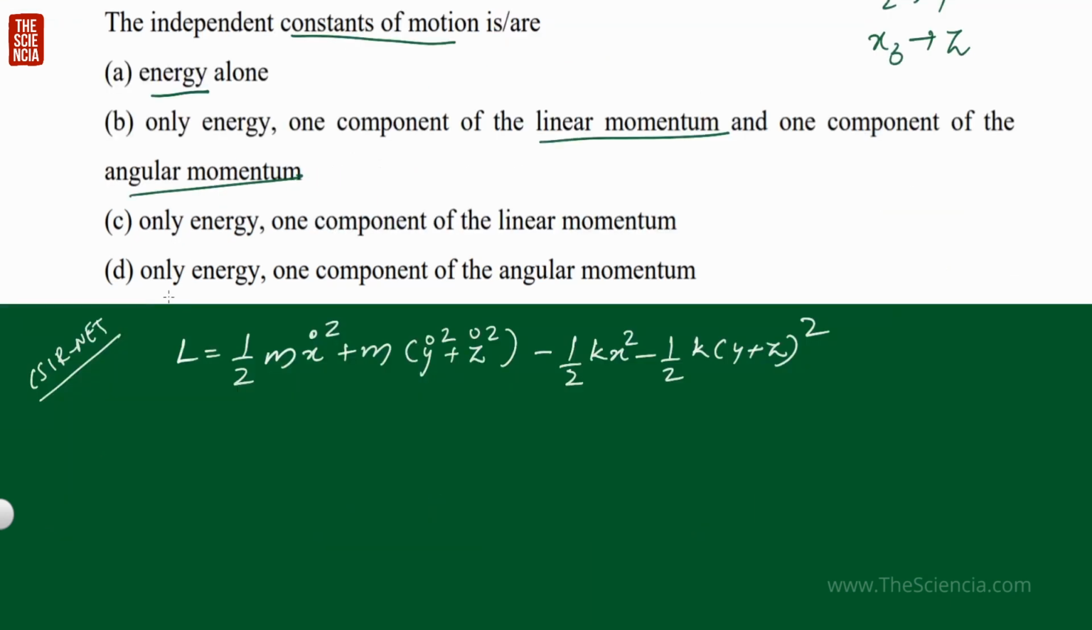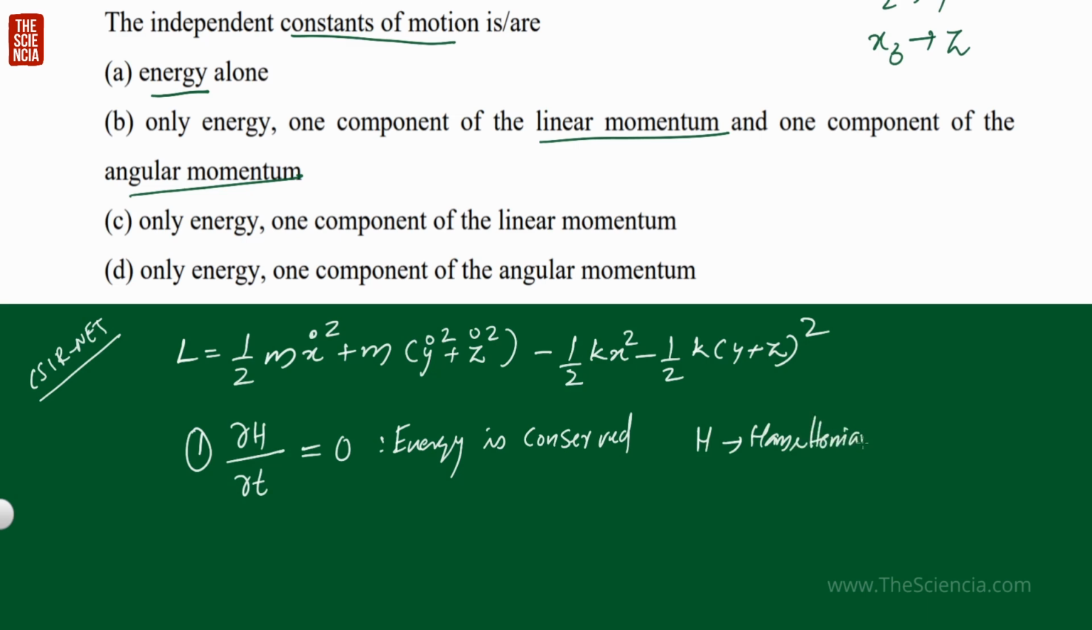Here the actual procedure of solving this problem is like this. First we have to check dou H by dou t. If this value is equal to 0, then we can say energy is conserved. Here H is the Hamiltonian, and it is equal to T plus V. If there is a Lagrangian, we can convert it into the Hamiltonian. I will tell how we can convert Lagrangian to Hamiltonian in the next lecture. So anyway, first you have to find the corresponding Hamiltonian.